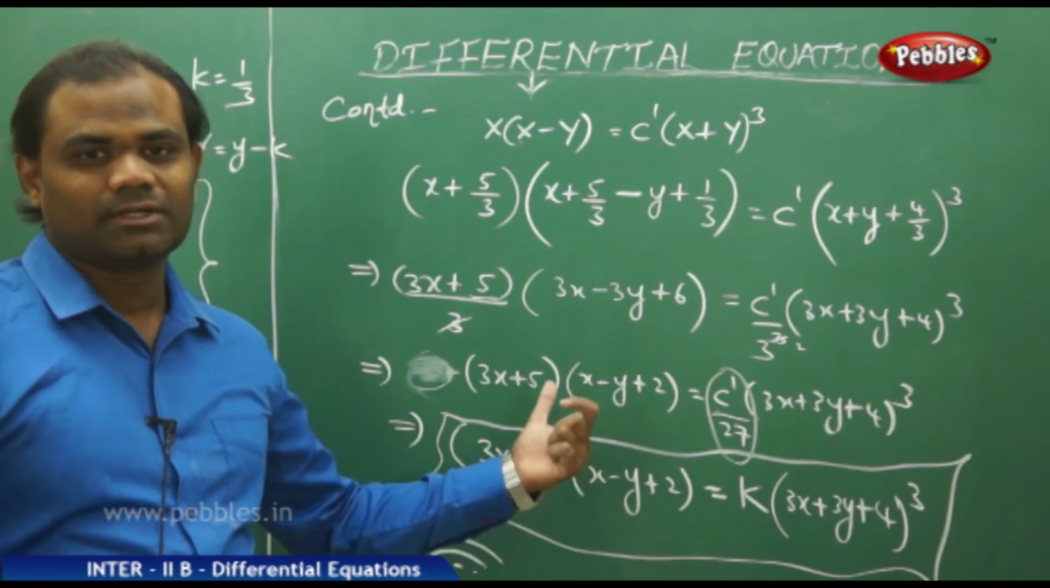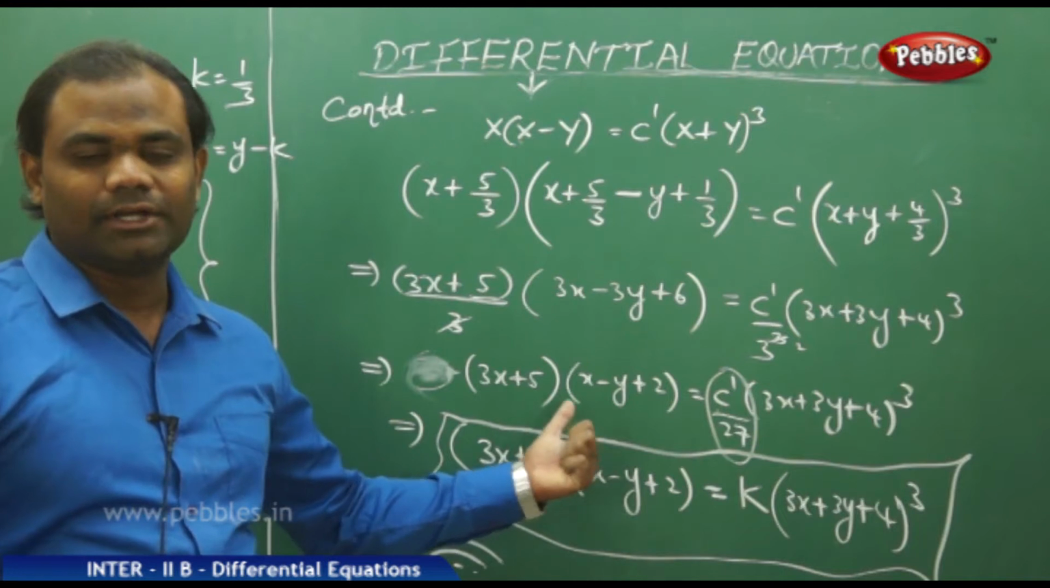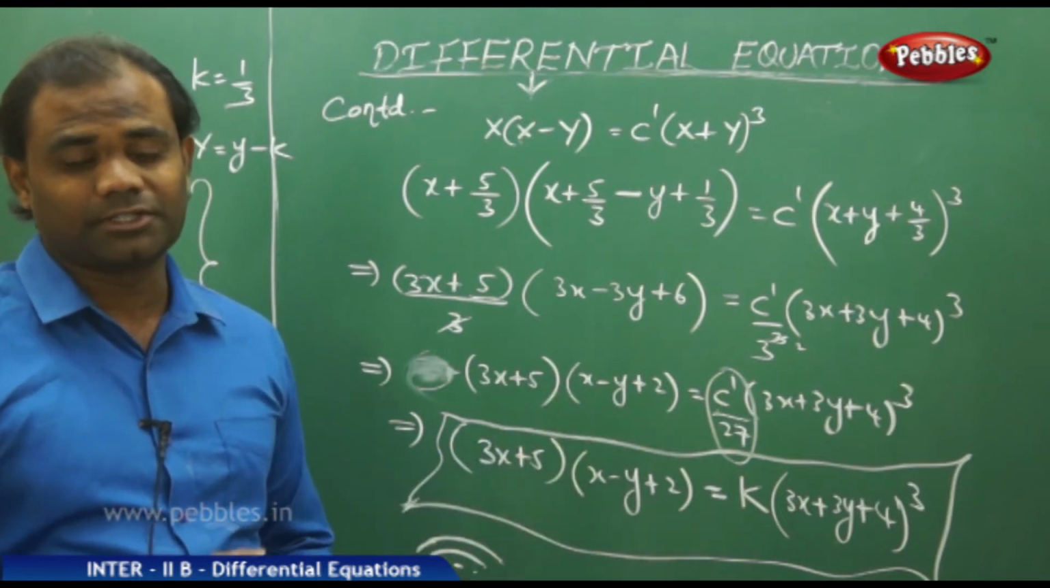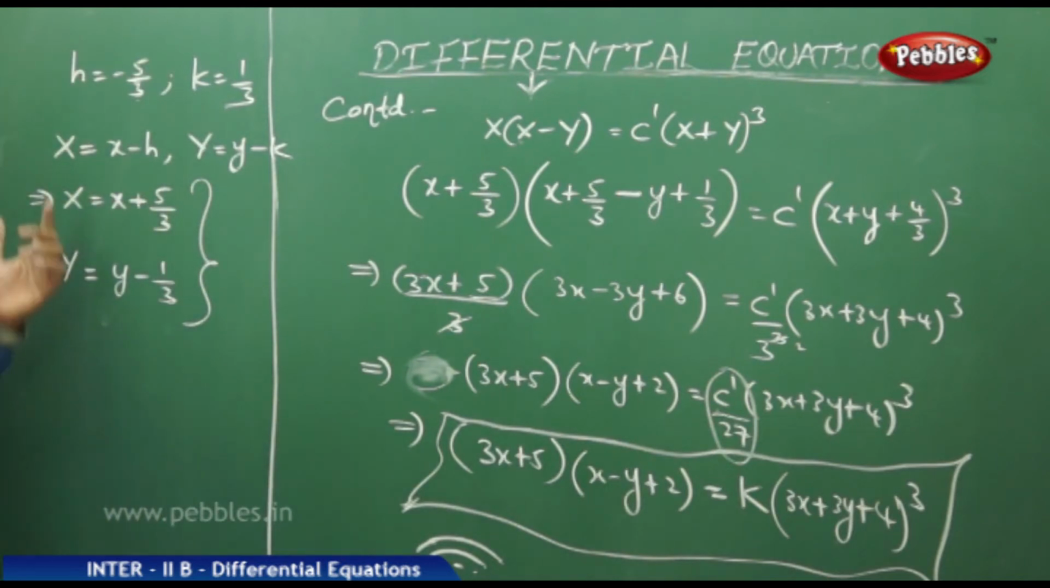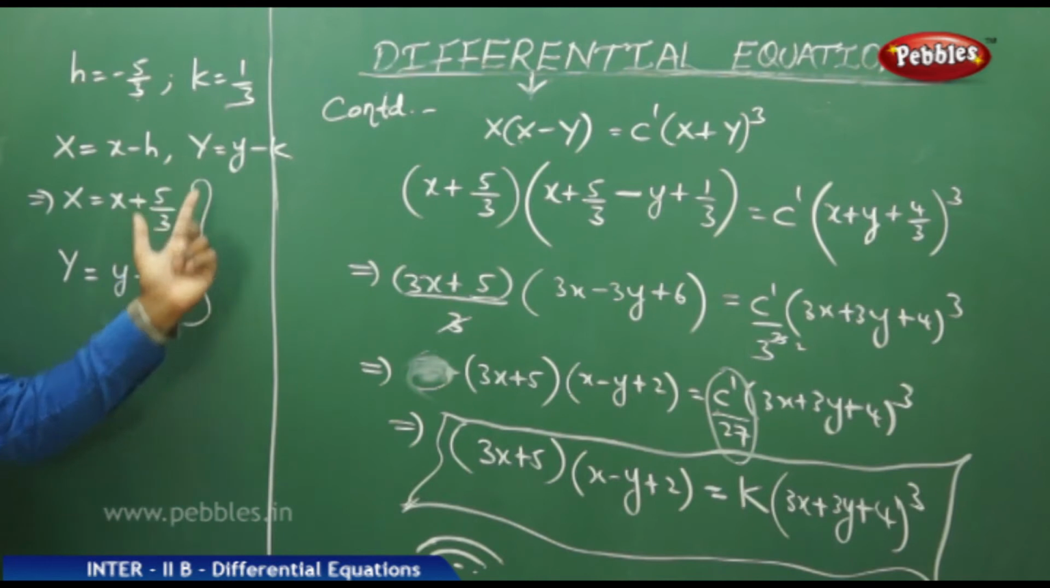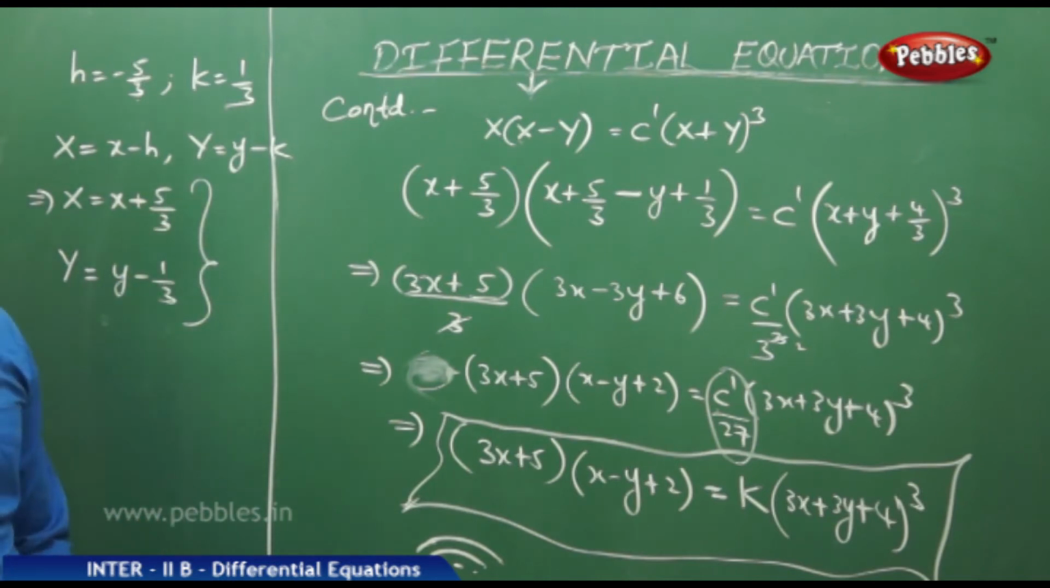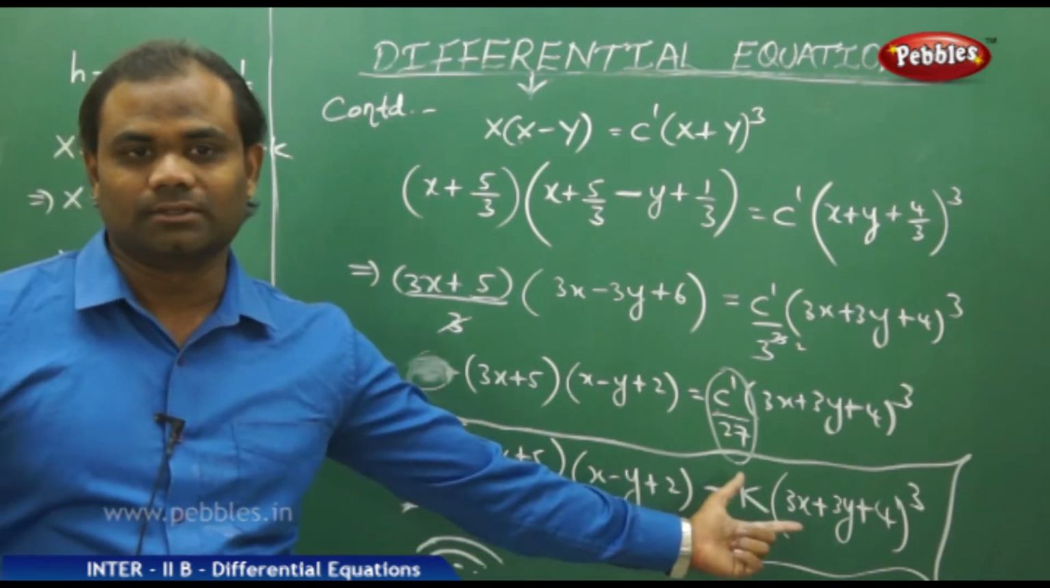In this case, we use the non-homogeneous function reduced to the homogeneous function using the concept of x equals capital X plus h and small y equals capital Y plus k, and then solving to give this answer.